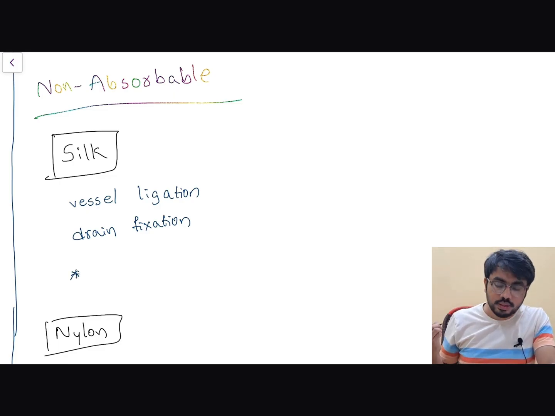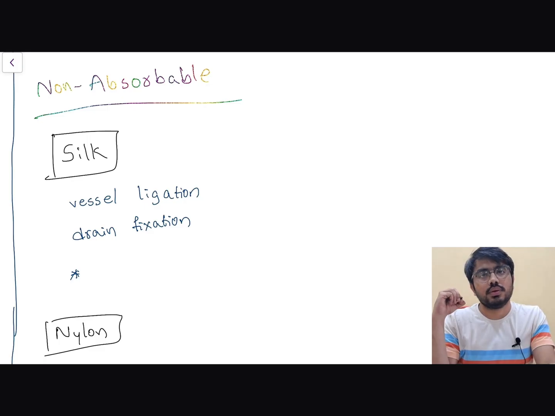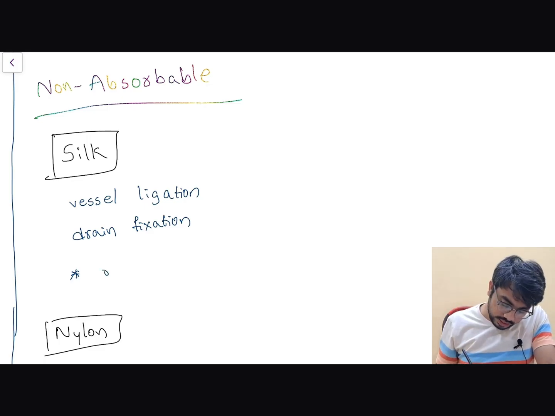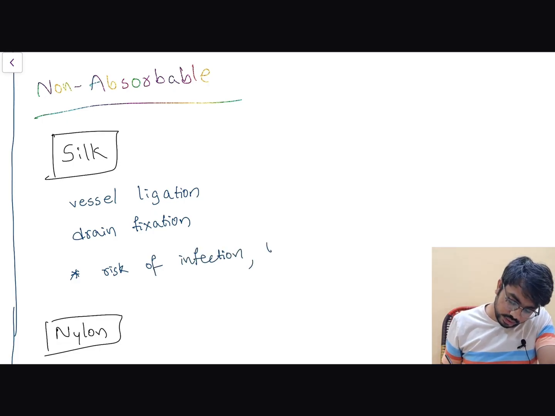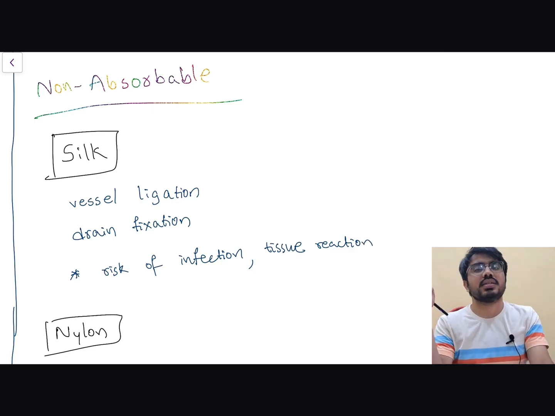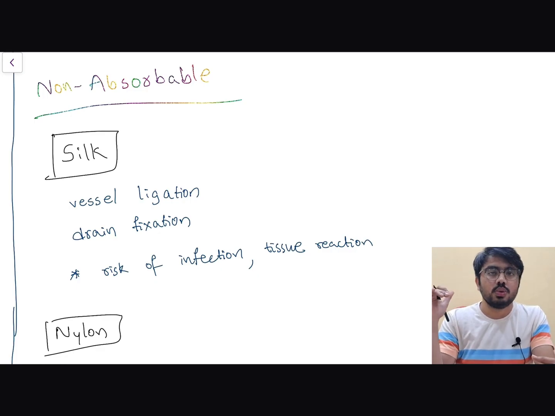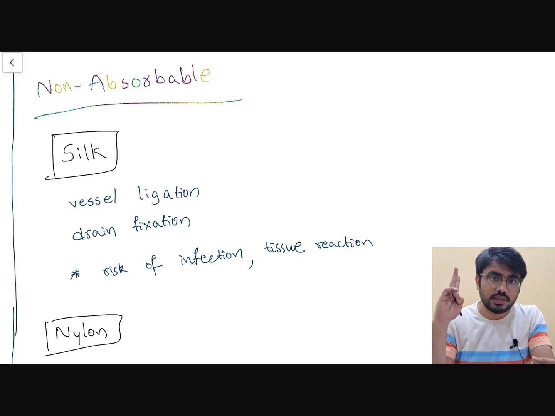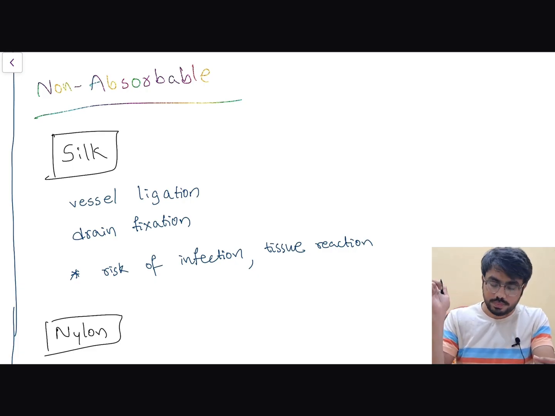Then what is the problem with the silk suture? The problem is there is a risk of infection and a risk of tissue reaction also. So tissue reaction and risk of infection are the two main problems when we are using a silk suture. But where are we using silk? One, vessel ligation; two, drain fixation. Just two points, remember them.